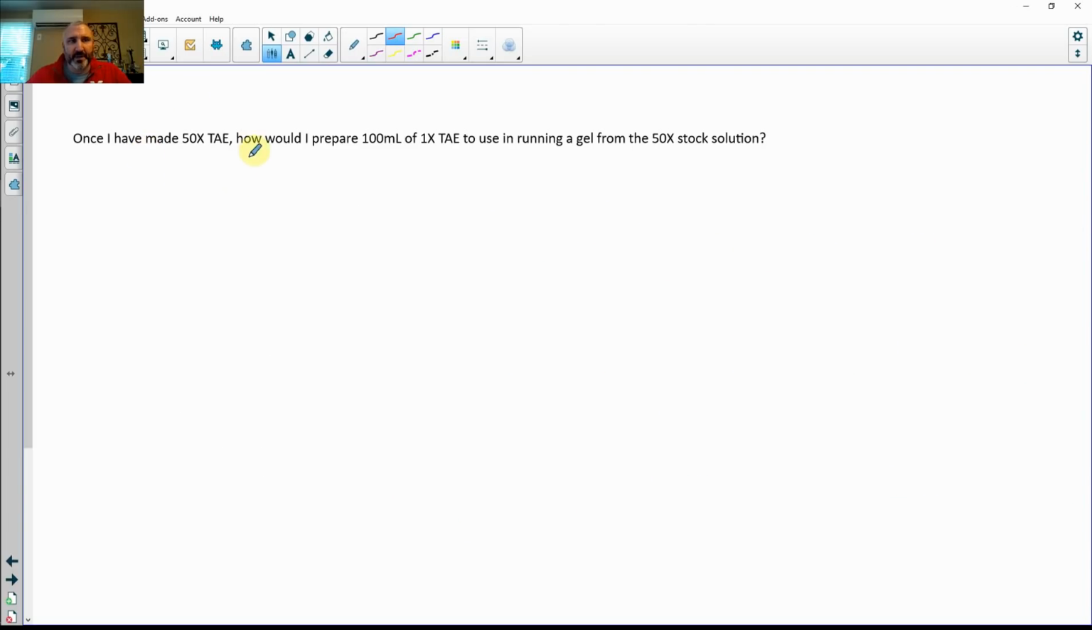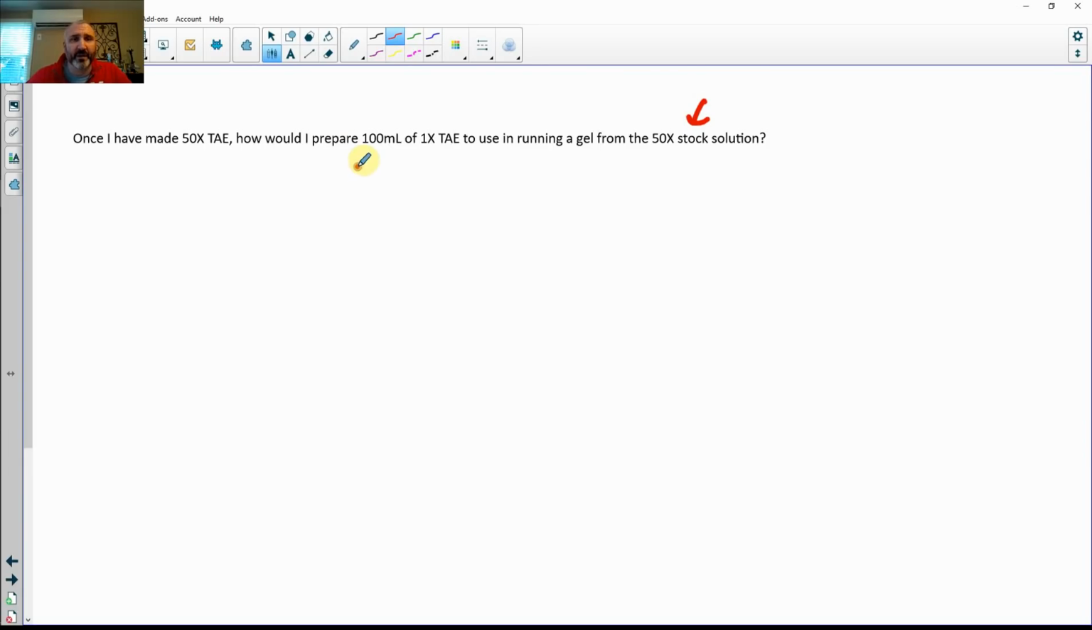The next question is, well, now that I've got that, how are we going to prepare 100 mils of 1x TAE from that stock? So this is basically the big tell about why you're going to use the following equation: the fact that we're dealing with a stock solution. So the second you have a stock solution, you're going to have some solution in a cabinet somewhere, and you're going to have to dilute that.